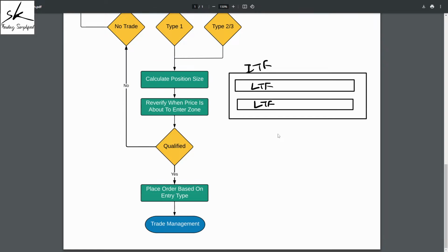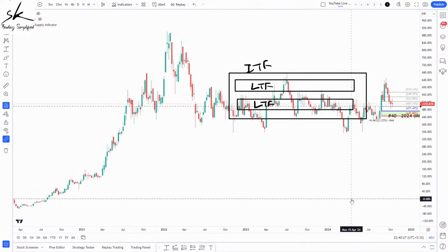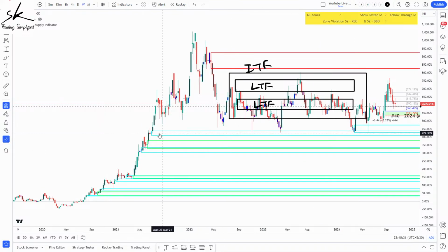So what you're saying is there are two zones on the intermediate time frame. The fact is, any time frame will always have a lot of zones. Just as an example, if I go back to this, can you see, if I go to the intermediate time frame and zoom out, I have one zone, I have another zone, I have another zone, I have another zone. So we'll have a number of zones.